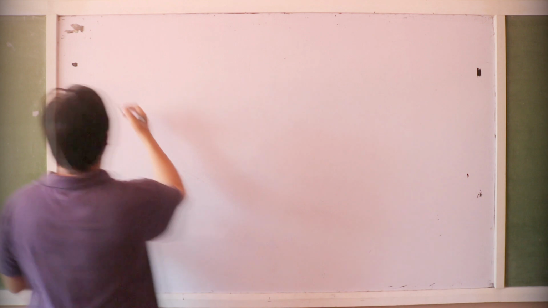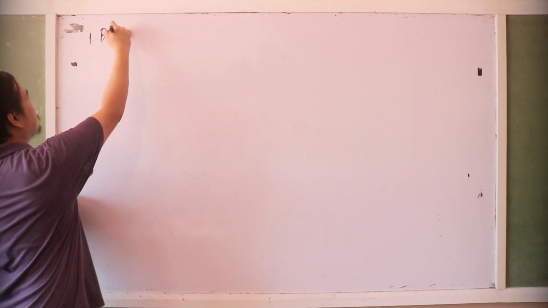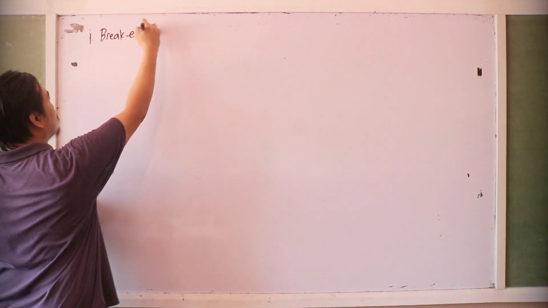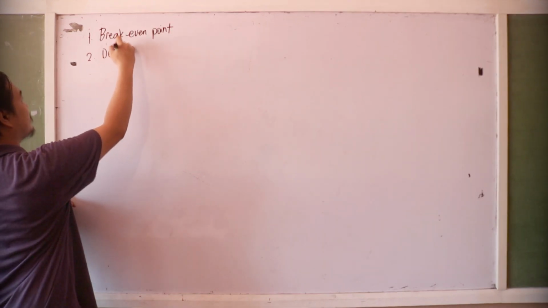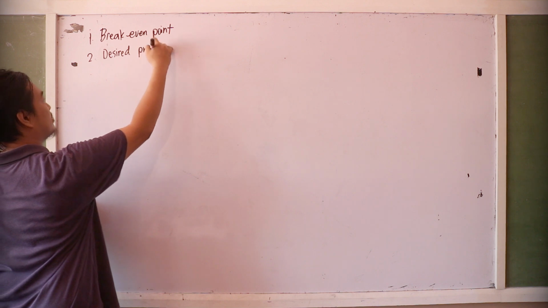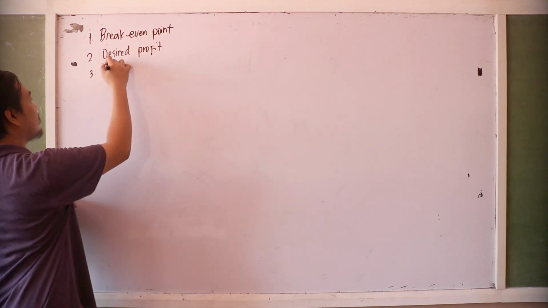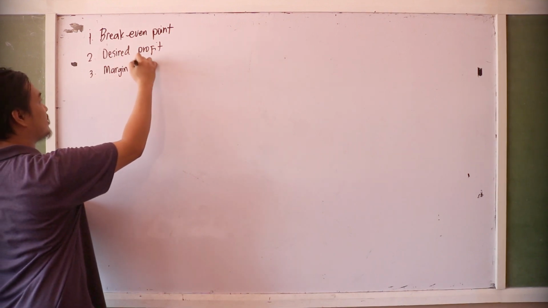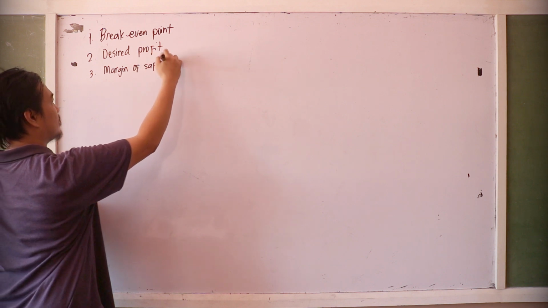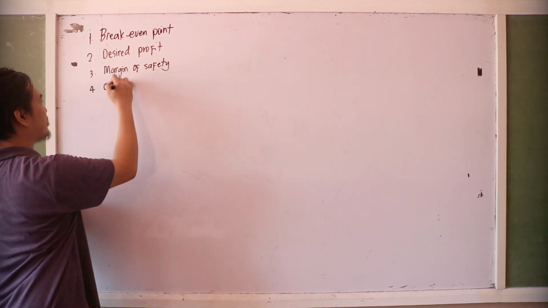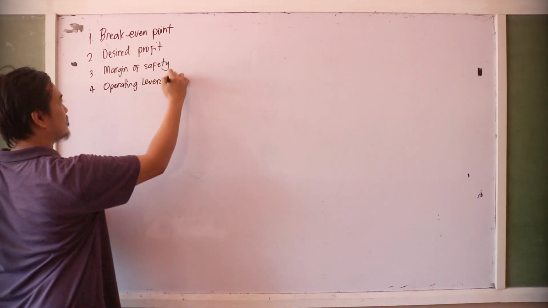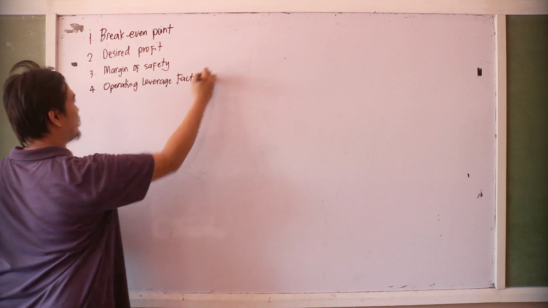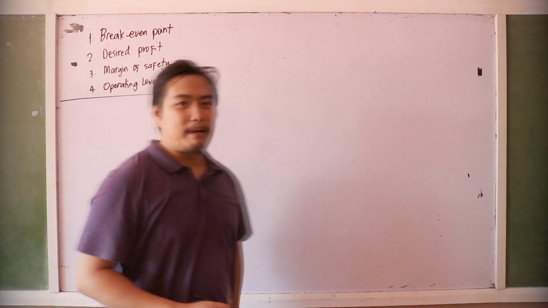And ano nga ba yung madalas na tinatanong? Meron tayong break-even point. Number 2, desired profit. Number 3, yung ating margin of safety. And number 4, yung ating operating leverage factor. Isa-isahin natin yan mamaya.